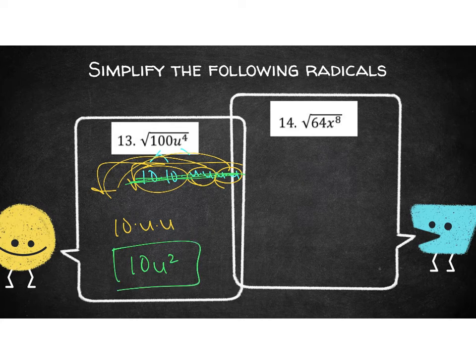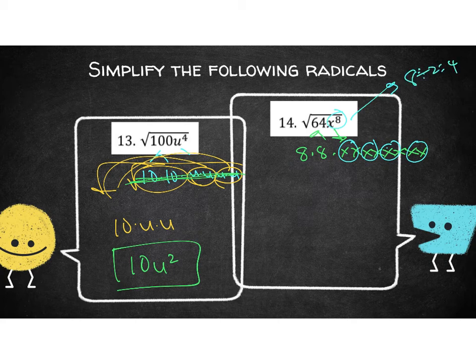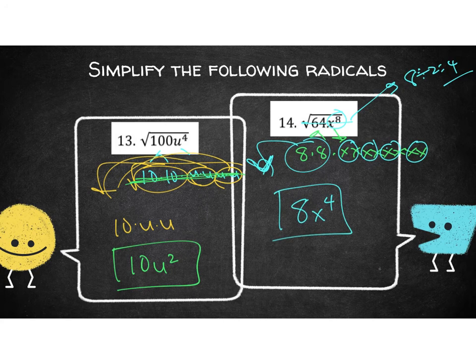Same thing in 14. 64 is the same thing as 8 times 8. X to the 8th is going to be x to the 4th out front. If I line up my 8 x's, I have 1, 2, 3, 4 pairs. And that just comes from the fact that 8 divided by 2 is 4. So you get 4 factor pairs there. This pair of 8s also comes out front. That was a bad arrow, sorry. So I have 8x to the 4th and nothing left under the radical. I took everything out.